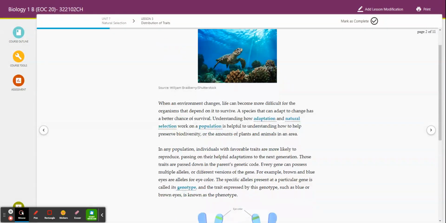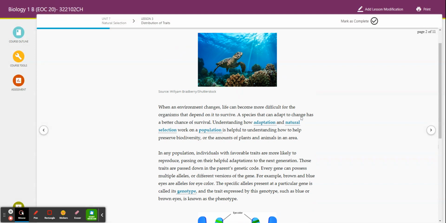Distribution of traits. When an environment changes, life can become more difficult for the organisms that depend on it to survive. A species that can adapt to change has a better chance of survival. Understanding how adaptation and natural selection work on a population is helpful to understanding how to help preserve biodiversity, or the amounts of plants and animals in an area.